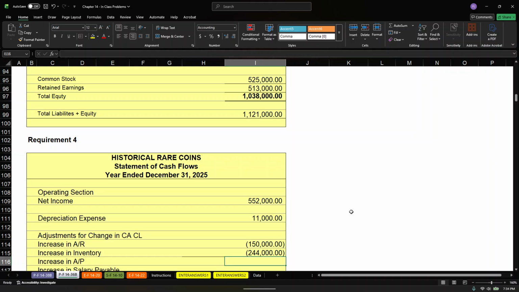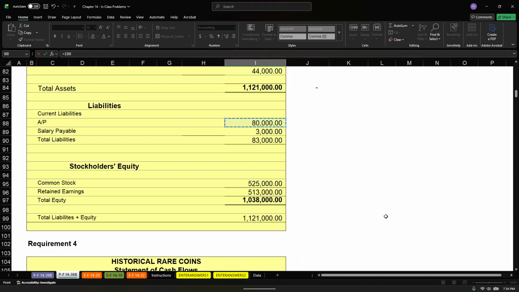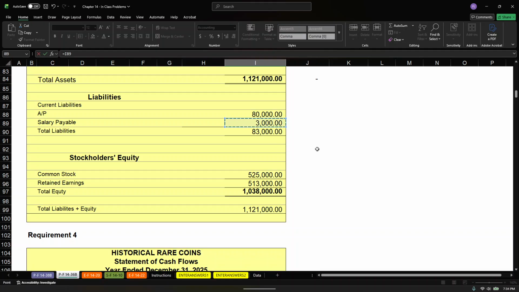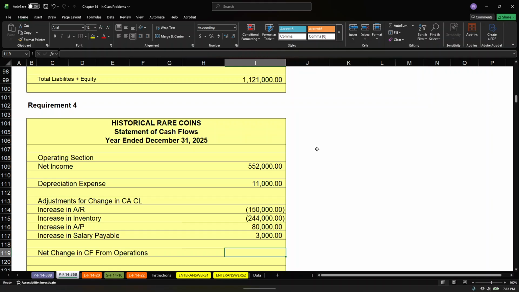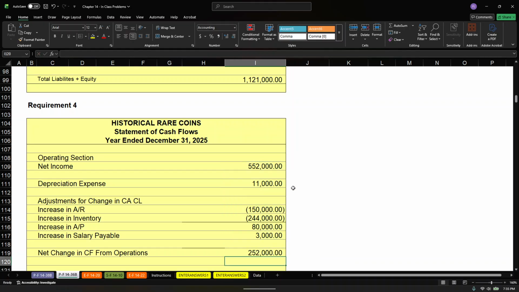Increase in AP is the opposite because it's an increase to a current liability. It's going to be a positive adjustment to cash. So I'll just do a cell reference to that. Same thing with salaries payable. It's a current liability increasing. Okay, so now all I have to do is add all of these up.